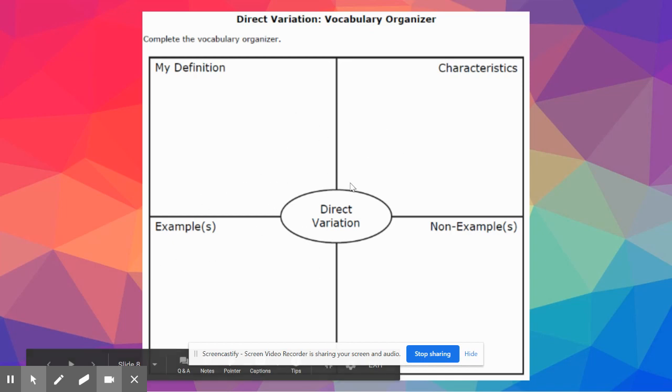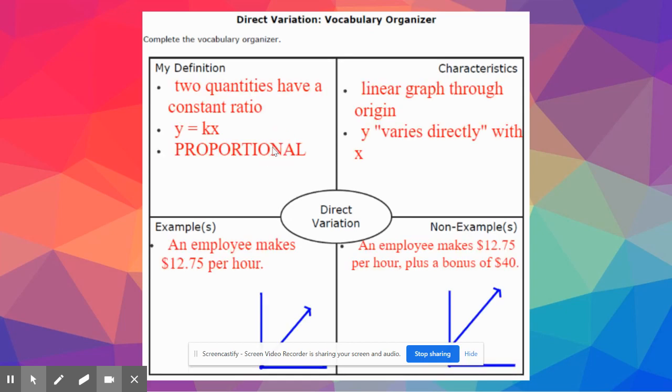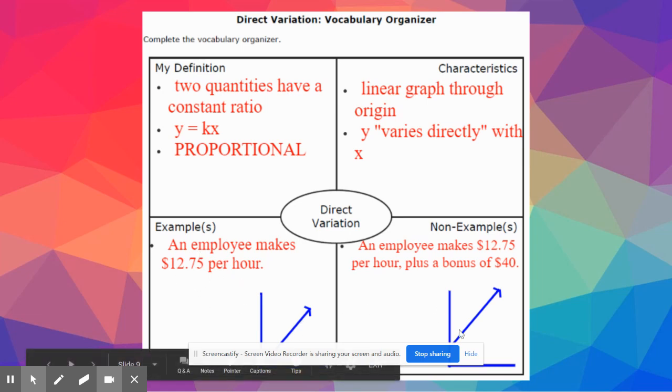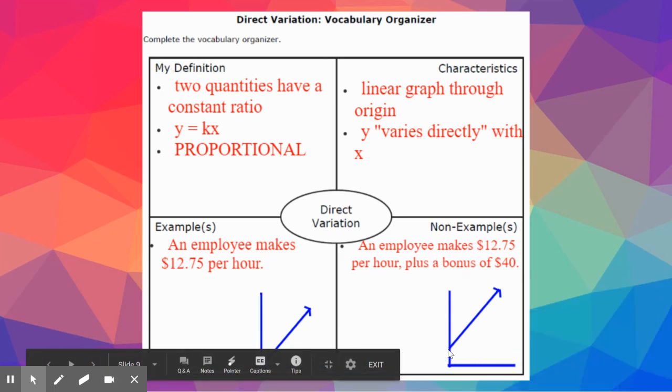So I'll have a key already posted with the organizer to help you with direct variation. So this is some of the information that can help you. You can pause that and take a look at it on things like the formula, the definition: it is proportional, the ratios are constant, which we learned about yesterday. Some of the characteristics, like going through the origin. And non-examples would be, for example, that I don't have it going through the origin and I do have an add-on. So we talked about that a little bit yesterday, so hopefully that will help.